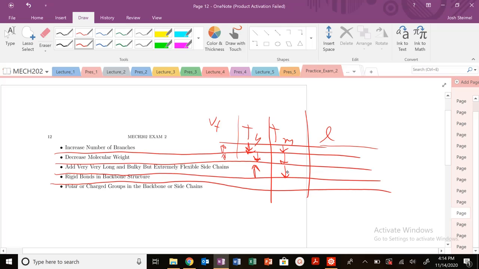Rigid bonds in the backbone structure increase my Tg and increase my Tm. Polar or charged groups in the backbone or side chain, again, increase. What about my critical lamellar thickness? If I have polar groups, that should decrease that critical lamellar thickness. Again, it wants to form that crystalline region. This should decrease as well, again, that critical lamellar thickness.